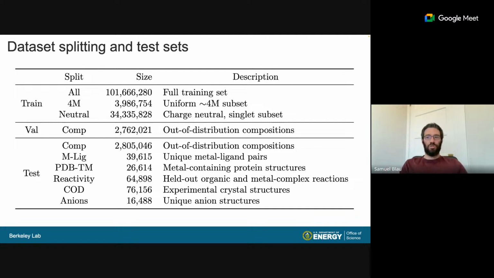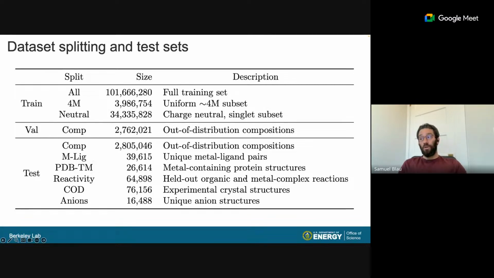This is a standard approach for molecular data sets. And so then that's our val set, just a compositional split. And then in test, we have both the compositional split and five test sets that we have designed specifically to be out of distribution. So here we have metal ligand pairs that are out of distribution from train.